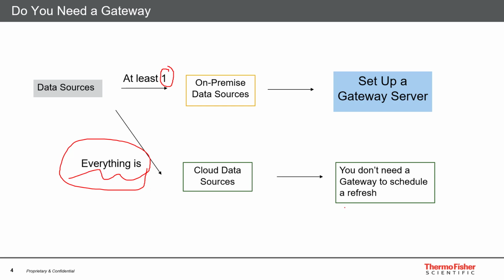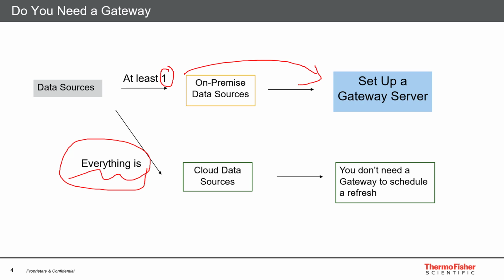And Power BI cloud service will use something called Direct Connect. And now you can close this video. Just joking. So yes, basically at least one on-premises data source and you will need to set up a gateway. So first check your data source to see if it's necessary. If it is not, you don't need to go through all those steps to set up a gateway server.